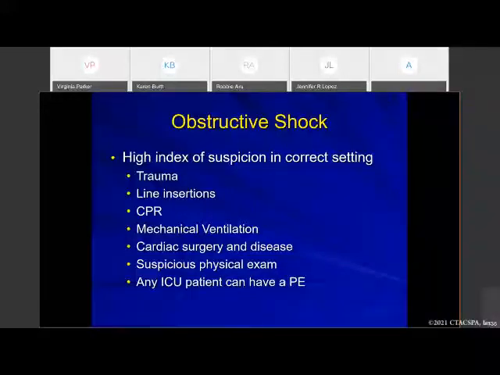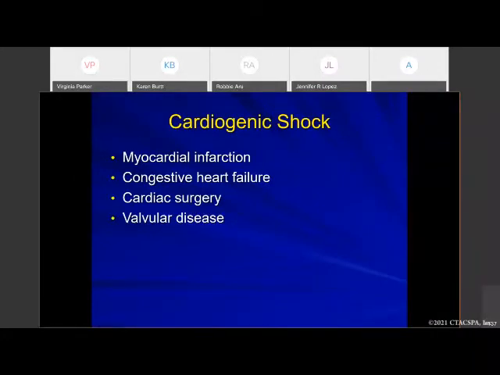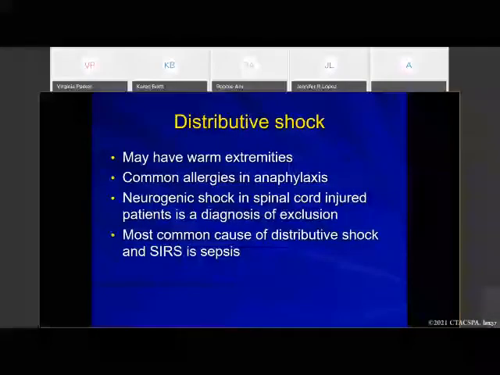So, obstructive shock, we know about that. Obviously, tension pneumothorax, cardiac tamponade, and the embolisms. And so these are the different things that can cause that. Just be aware if the patient goes into shock that you always look for one of those causes. Of course, with cardiogenic shock, you have myocardial infarction, congestive heart failure, post-cardiac surgery where you sort of have a stunned heart, and some valvular disease.